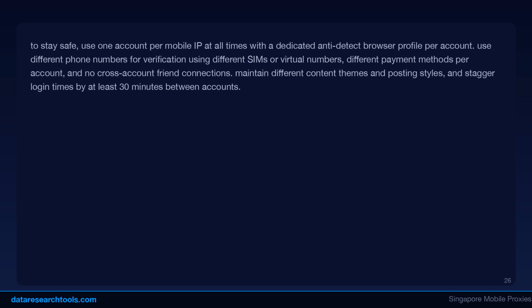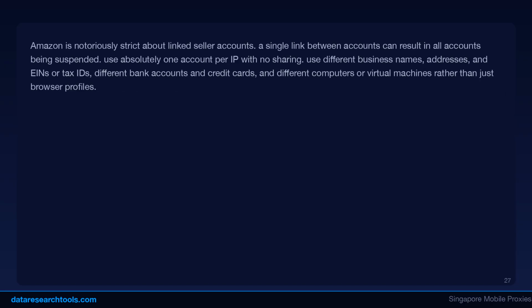Amazon is notoriously strict about linked seller accounts. A single link between accounts can result in all accounts being suspended. Use absolutely one account per IP with no sharing. Use different business names, addresses, and EINs or tax IDs, different bank accounts and credit cards, and different computers or virtual machines rather than just browser profiles.